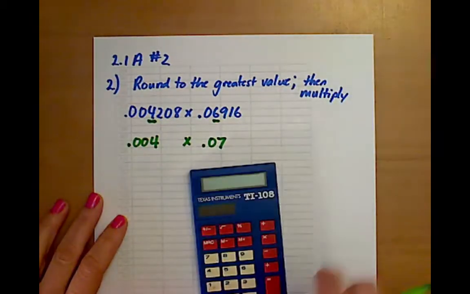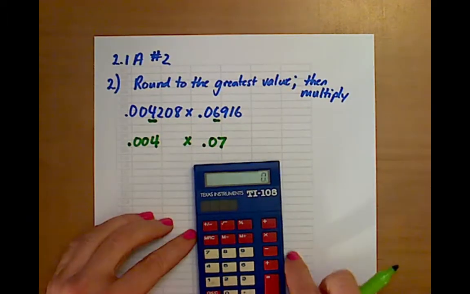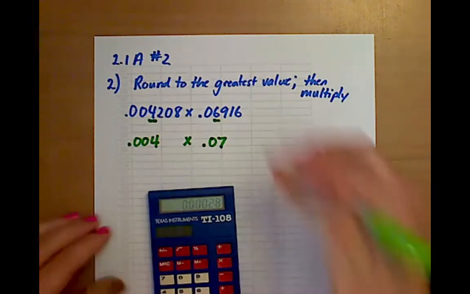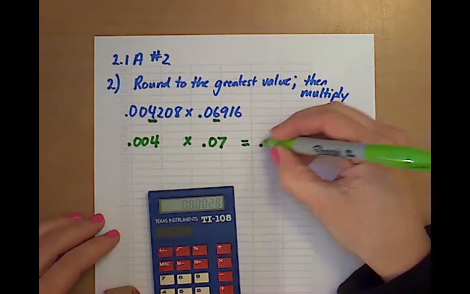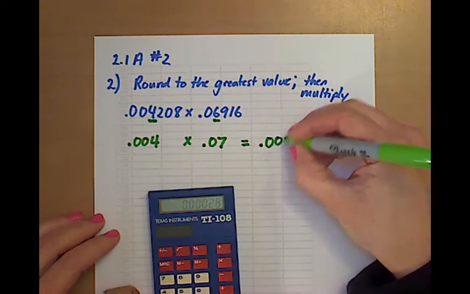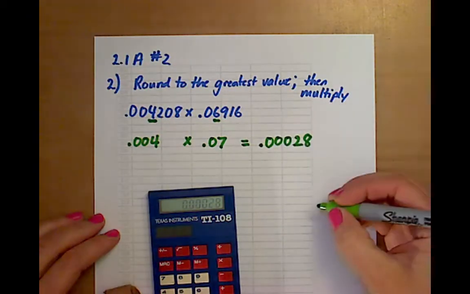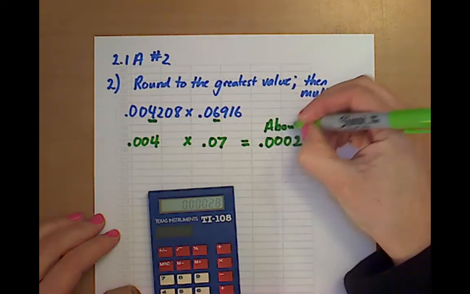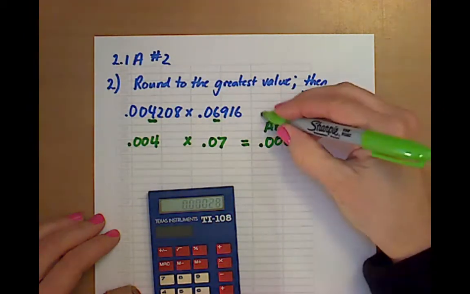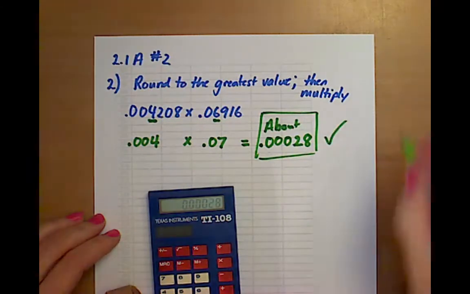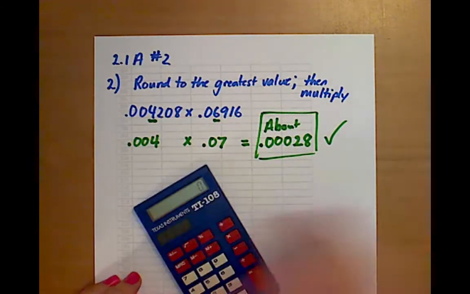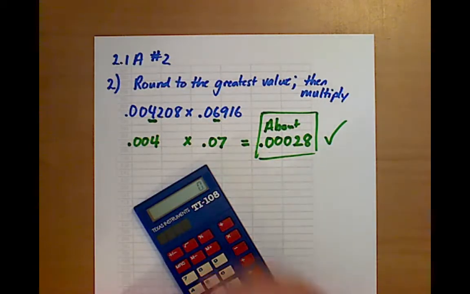Then we pull out our calculator and we do 0.004 times 0.07, and we get 0.00028. And if you look down at the answers, it says about 0.00028. So that's your answer. Okay. Let's go on to the next problem.